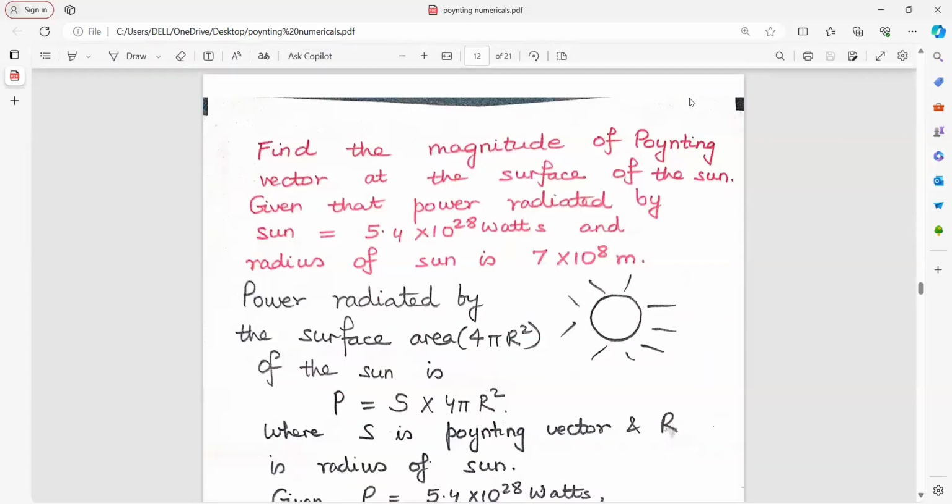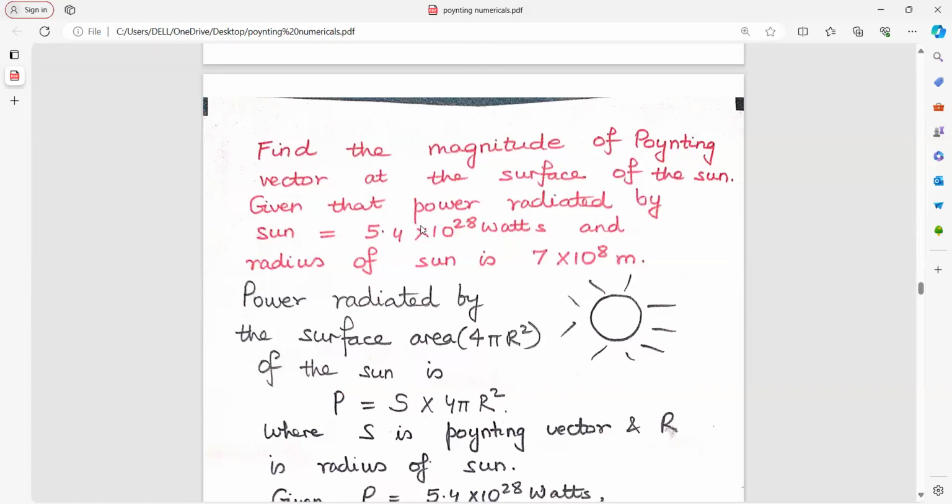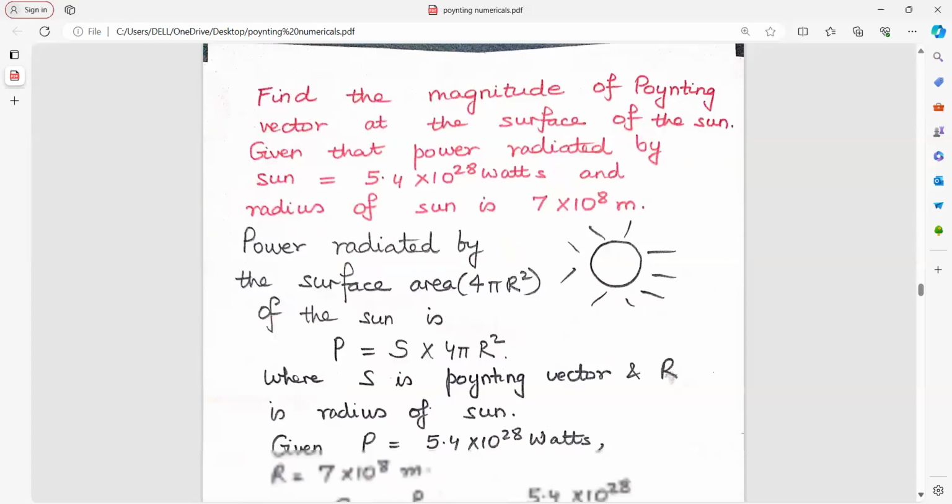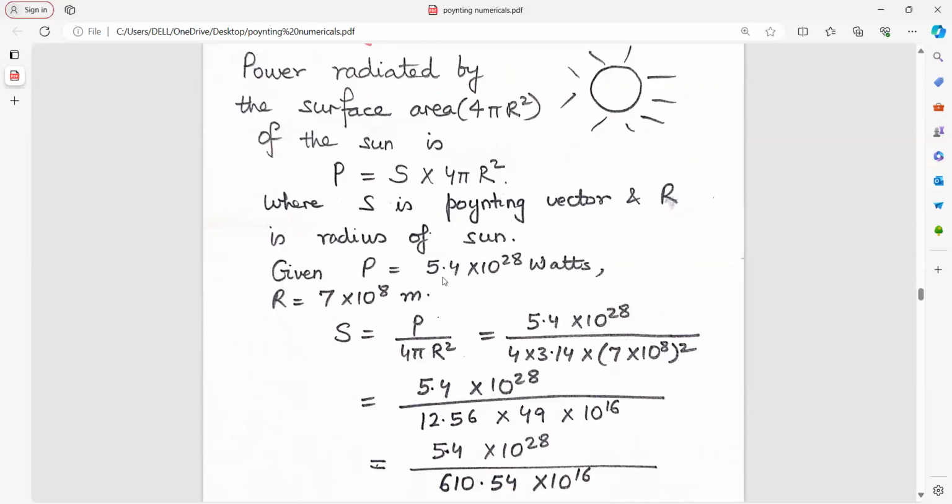Find the magnitude of Poynting vector at the surface of sun. You have been given power and radius of the sun. Once again, power radiated by surface area 4 pi r square of the sun is P equal to S into 4 pi r square, right? So P has been given to me as this much, R is this much.